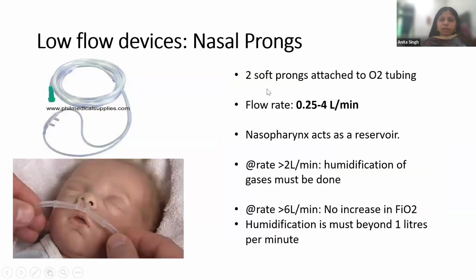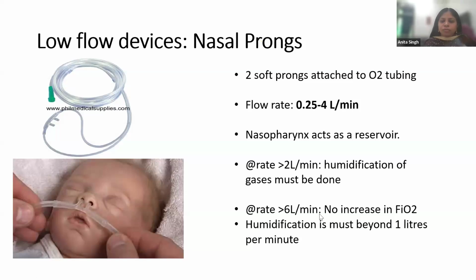For the simple nasal prongs, these are two soft nasal prongs attached to the oxygen tubing, with a flow rate of around 0.25 to 4 liters per minute, and the nasopharynx acts as a reservoir for oxygenation. Rates of more than 2 liters are mostly indicated for humidification in the pediatric age group. However, the National Neonatology Forum guidelines suggest that in newborns, even more than 1 liter flow requires humidification.